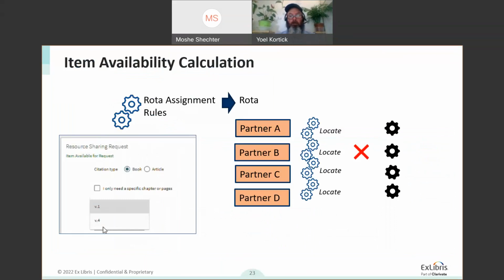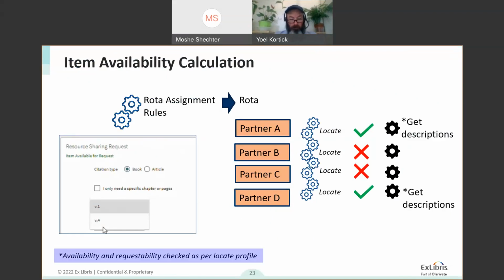When a partner has no potential lenders, then of course that partner is not an option. But if a partner does have potential copies that can fulfill this request, then when this is set up, the system will not only say, okay, I know that I have the resource available, it will also go on and get the physical item descriptions from that item, and by that know which volumes there are.